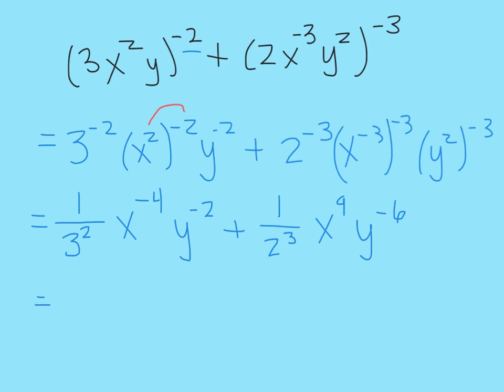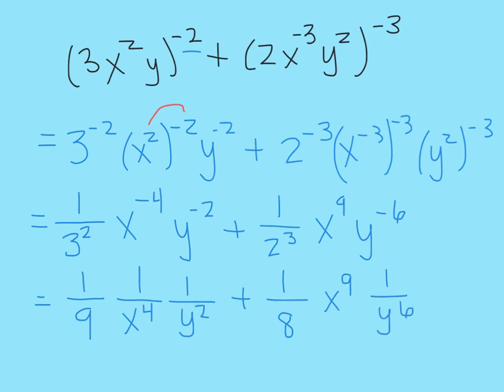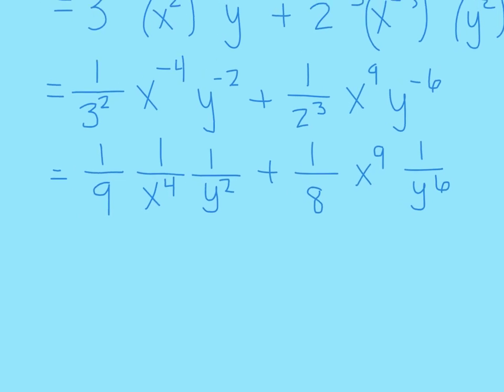Okay, let's go back through again. 1 over 3 squared, we can write that as 1/9. X to the -4, well, that's going to put that x in the denominator, make that 4 a positive exponent, and then y also in the denominator, and we get exponent of +2. Add to that 1 over 2 cubed, which is 1/8, and then it's x to the 9th times 1 over y to the 6th.